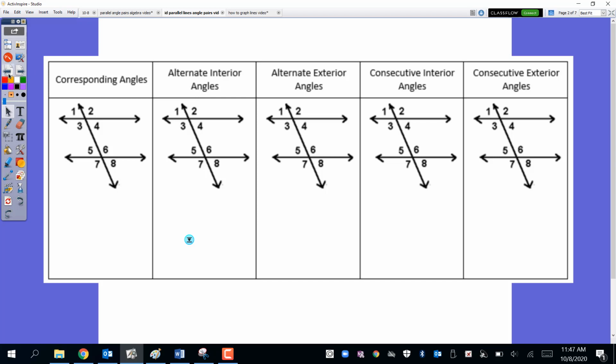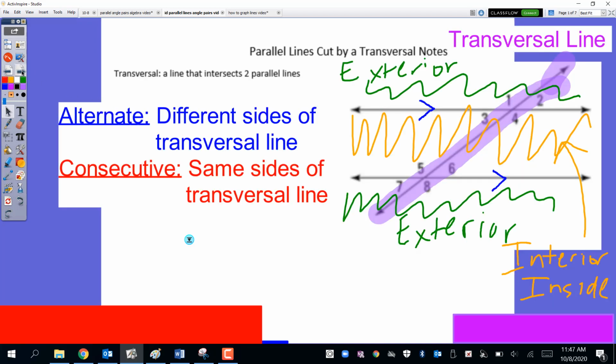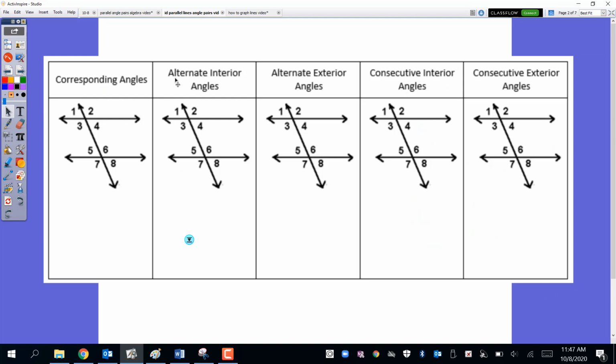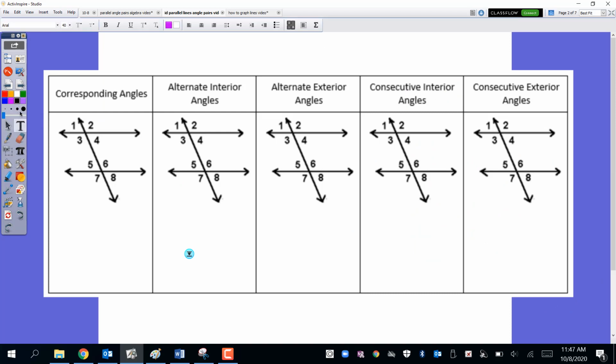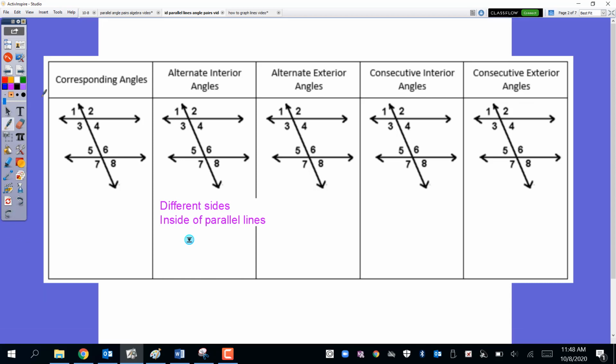Like I just said, alternate means that they're on different sides, okay? We're going to write it down here. Alternate interior means they're on different sides of the transversal. Interior means they're on the inside of the parallel lines. So what angles would I possibly be talking about? If they're on different sides but on the inside, in between these parallel lines, that's going to be 3, 4, 5, 6. But they need to be on different sides.